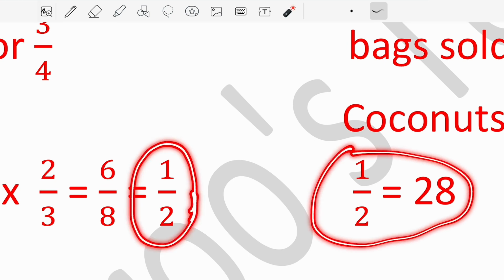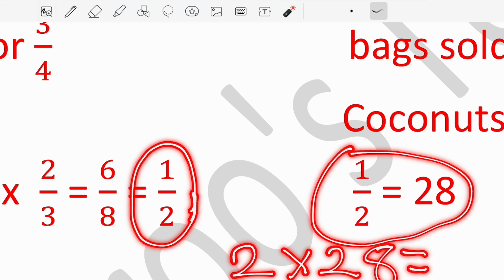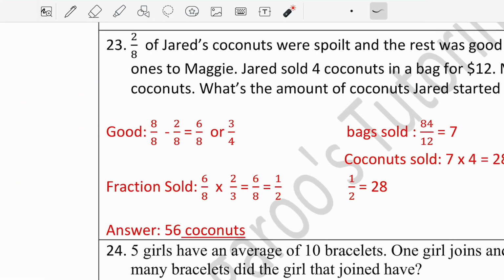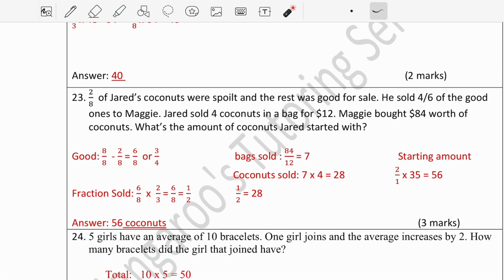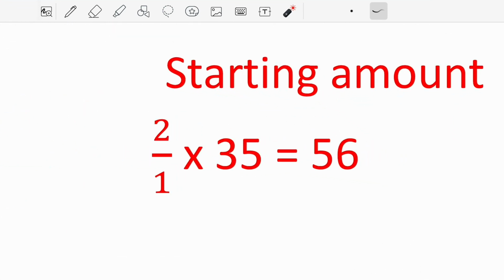So how do we get a total? We simply flip the fraction or reciprocate the fraction, multiply by the amount it is equal to, and we'll get the total. Right, 2 times 28 is 56. Well, this is an error here. I forgot to change this.